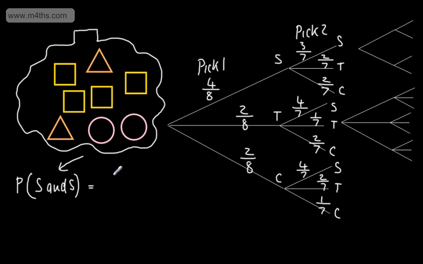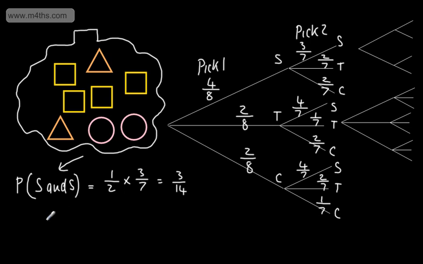So I have 4 over 8, which if you like you can write as 1/2, multiplied by 3 over 7. So all I'm doing is following the branches. We can see now that that's going to give me 3 over 14. So the probability of me choosing 2 squares will be 3 over 14.